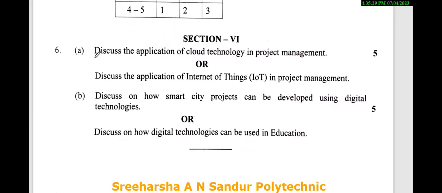Discuss, as I said, you need to explain the application of cloud technology. Here also the same case, you need to explain the application of Internet of Things in project management. And here you should explain how smart city projects can be developed using digital technologies. Discuss, that is, you need to explain how digital technologies can be used in education.